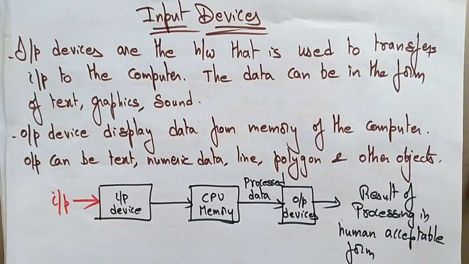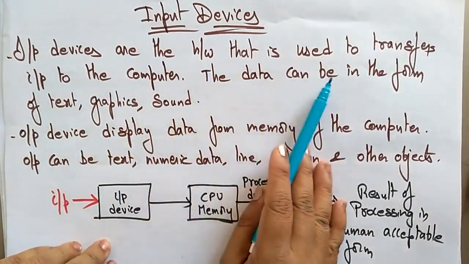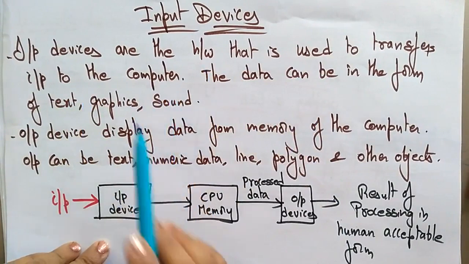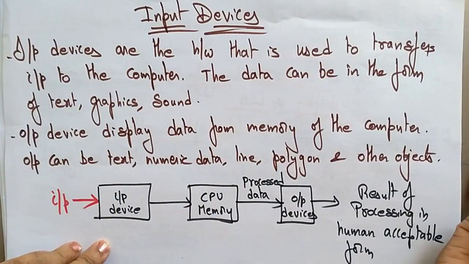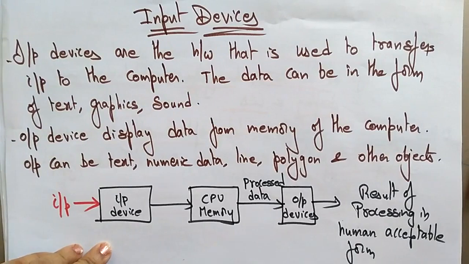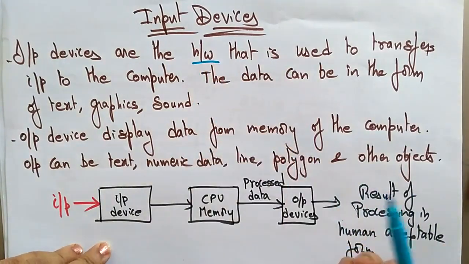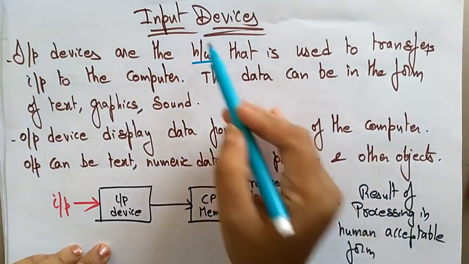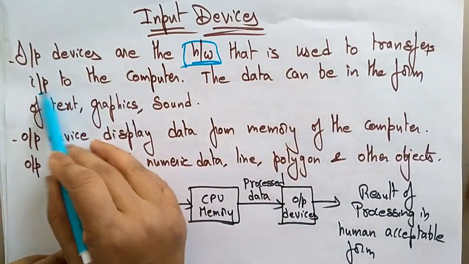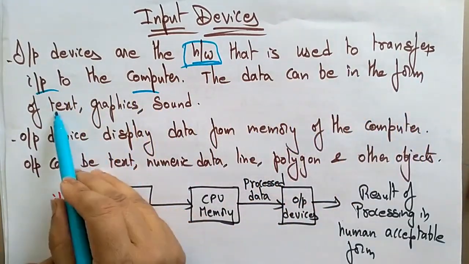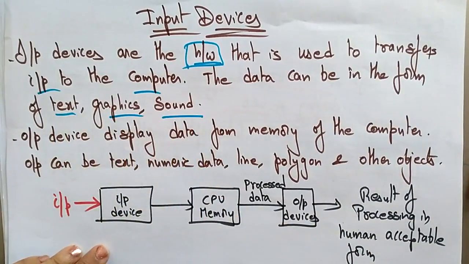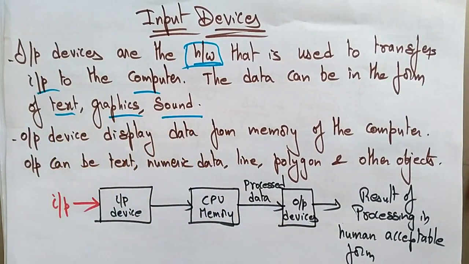So let me start. The input devices are the hardware that is used to transfer input to the computer. Whatever instructions we are giving to the computer, the device through which we give them, we call it an input device. Those are the hardware parts. The data can be in the form of text, graphics or sound. So you can send the input in the form of anything. If you want to send a text message to the computer, you need to use a keyboard, and for graphics and sound, a microphone. Those are all the input devices.